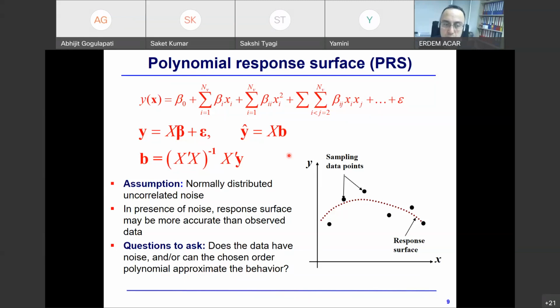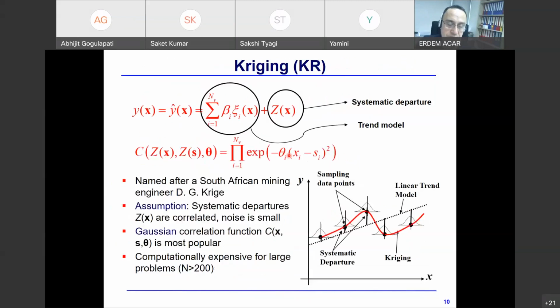Now, our question to ask is, do we have numerical or experimental noise in our response values? If so, we may want to use a polynomial response surface. And another question to ask is, can the chosen order of polynomial approximate the behavior, considering the curse of dimensionality that I mentioned earlier?